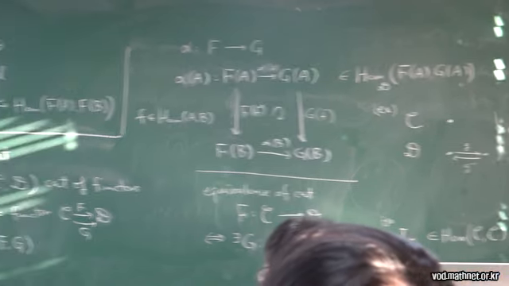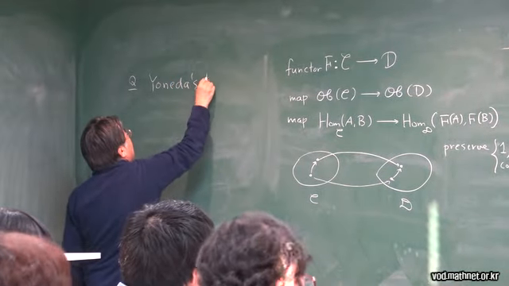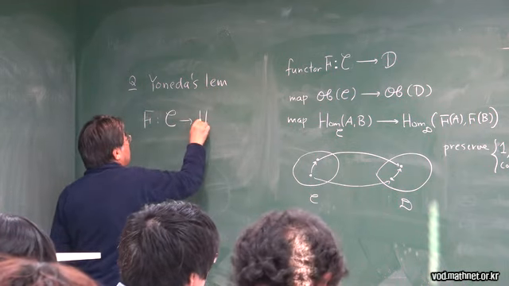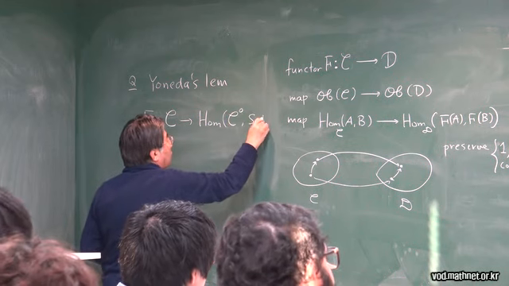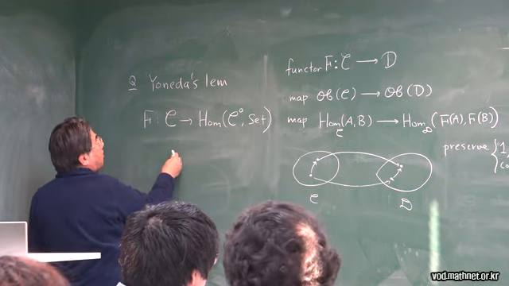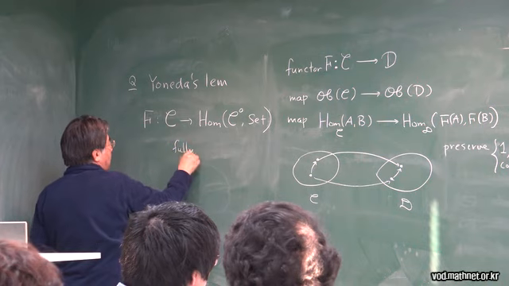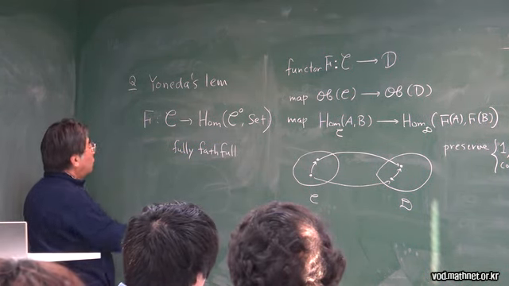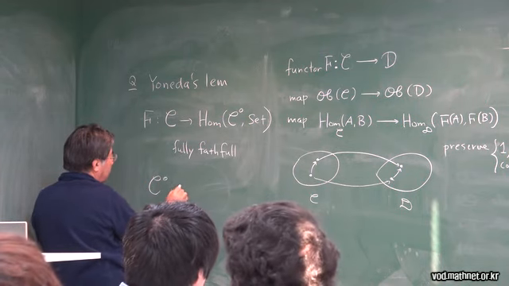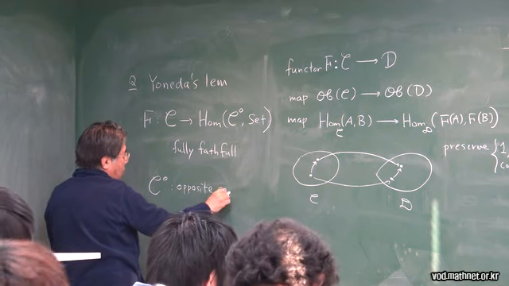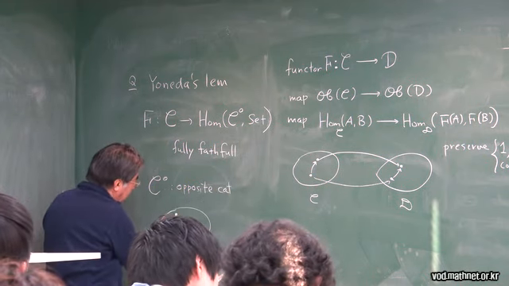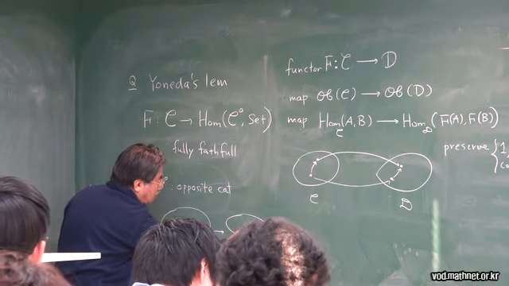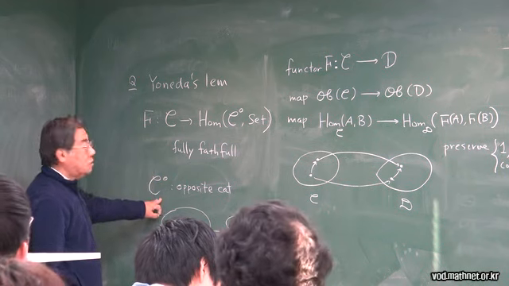there is the so-called Yoneda's lemma. There is a functor from C to Hom(C^op, Set). And this is fully faithful. This statement is Yoneda's lemma. What is C^op? This is the opposite category. The opposite category is like this: the set is the same, but the arrows are inverted. All arrows are inverted. Then what you get is the opposite category.